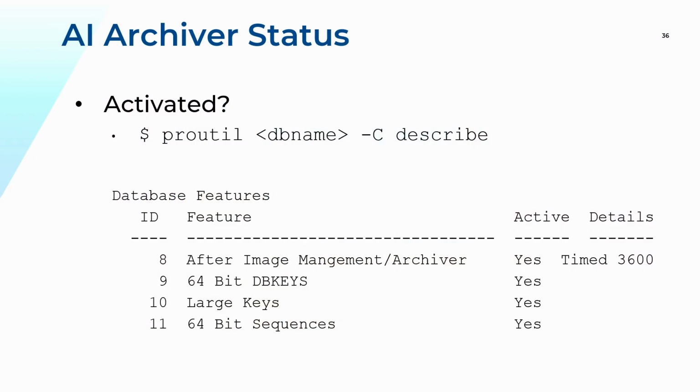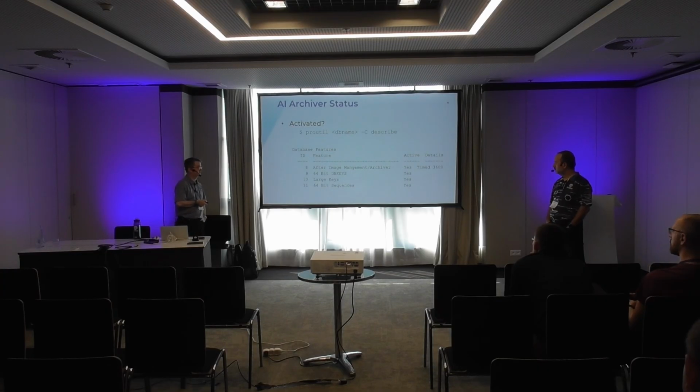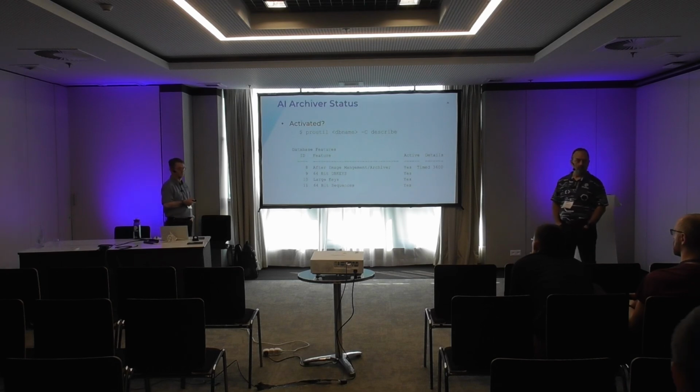So if you want to see how the archiver is configured at the moment, it's a database feature, so it's listed in this table of database features in a proutil describe, and you'll either see timed and the interval here, if you're using an AI arc interval. If you're not, it'll say on demand 0.